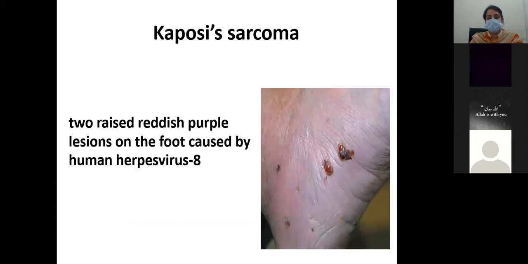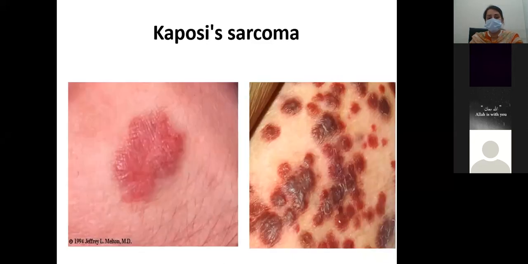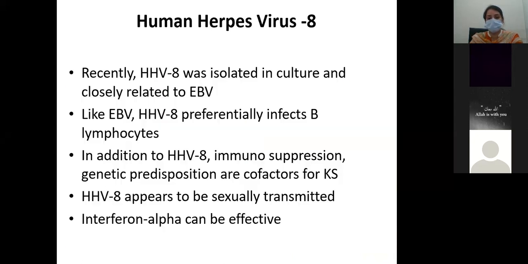This is a picture of Kaposi sarcoma. As you can see in the picture, what type of lesions are found? Raised reddish purple lesions on the foot, caused by human herpes virus. This picture is showing 2 lesions. And this is again a picture of Kaposi sarcoma.